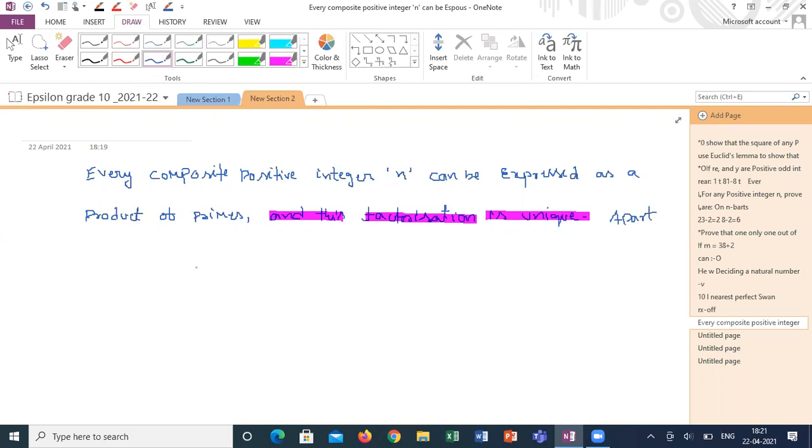Apart from the order in which the prime factors occur. So order is not important, but it will give a unique solution. The order in which the prime factors occur.